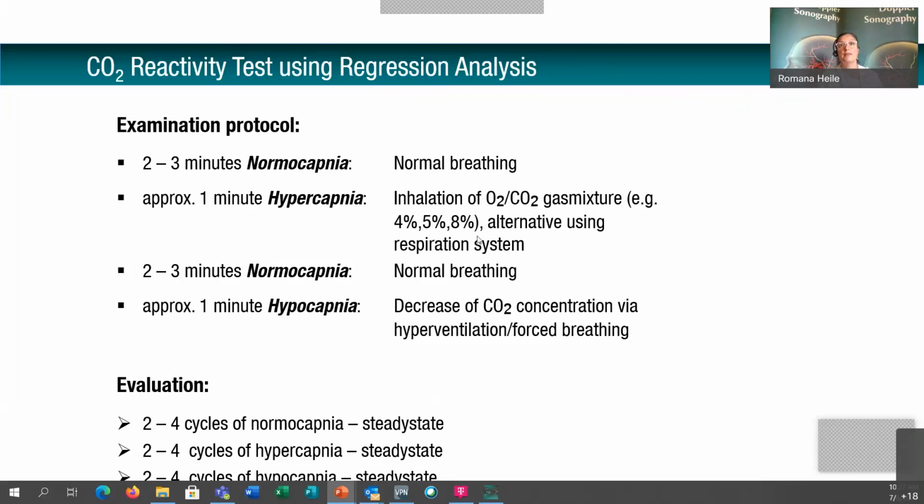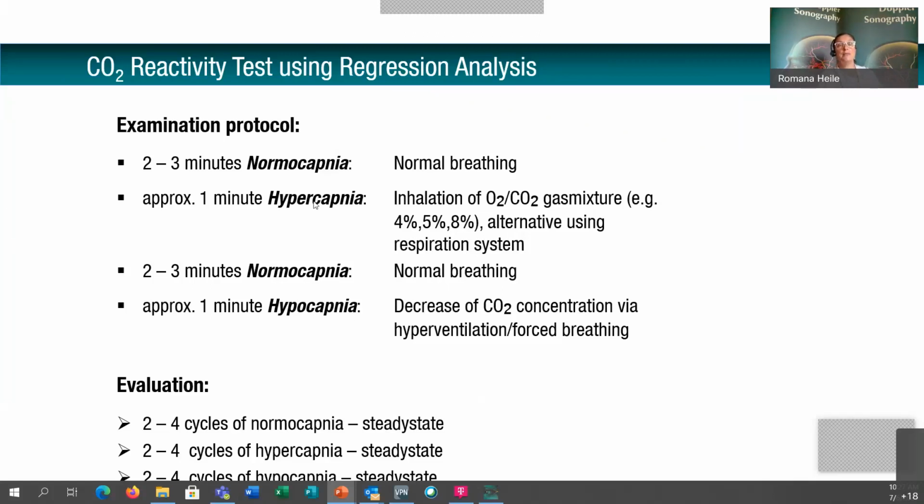Alternatively, this can be done using a rebreathing system, which means that you have a mask and one big 10-liter bag or 2 smaller bags. The patient has to breathe in and out their own breath for about 1 minute. In this case, the CO2 concentration will increase.